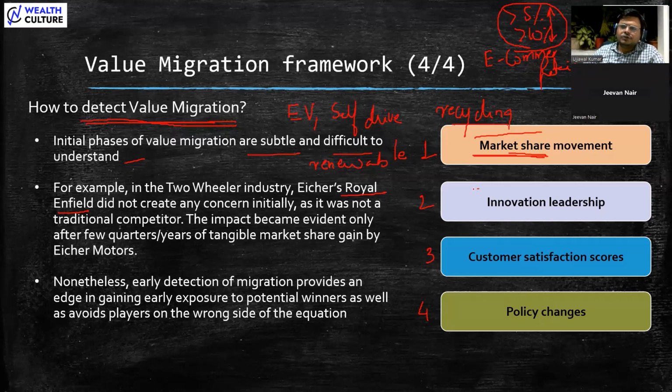Second is that there will be some sort of innovation leadership. It will be a new segment creator, for example iPhones, iPads, products like these, which are innovations. There's no other product in the market which can resemble these kinds of products. It will typically be associated with very high customer satisfaction scores. So people will like the product, they'll buy more and more of it, and that flywheel starts to rotate, which starts to benefit the industry.